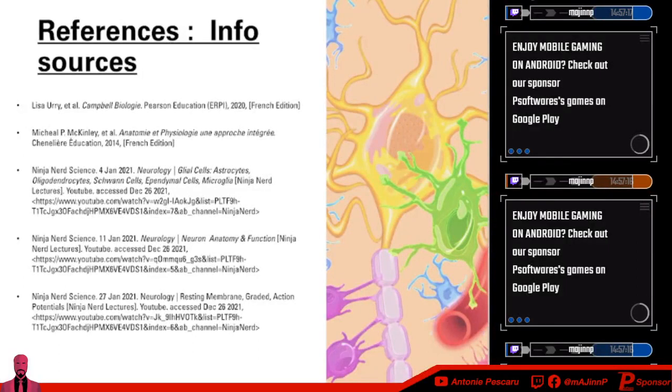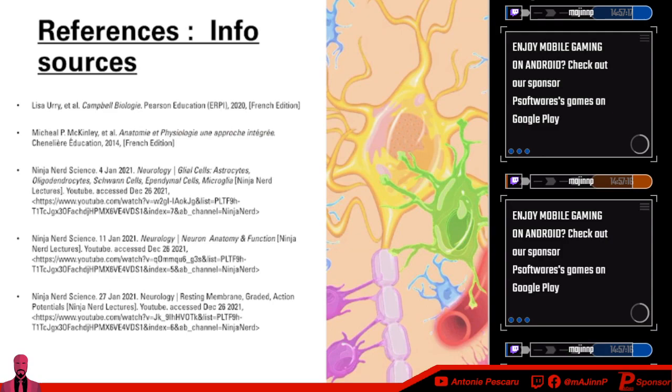And then finally, for my information sources, there are two sources that I took my information from. First of all was the Campbell Biology book, which is super good and filled with super cool information about the neurotransmission of the neuron, how that occurs, and what happens inside of it. The second reference that I took from a book is the Anatomy and Physiology book by McKinley. Both of them were the French edition, because that's what I work with.